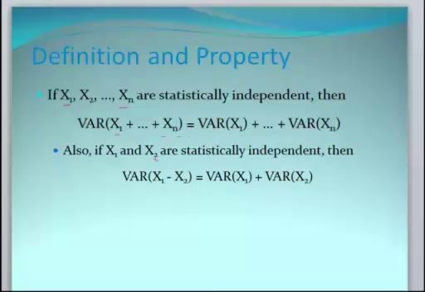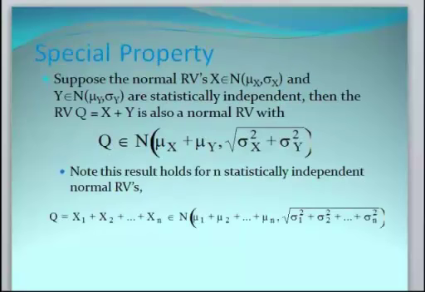And also, if x1 and x2, for example, are statistically independent, then the difference is actually the addition of each of the variances taken independently. So this allows us to calculate a special property.